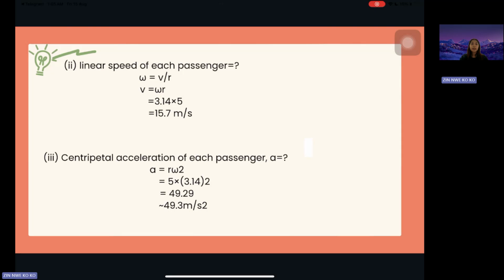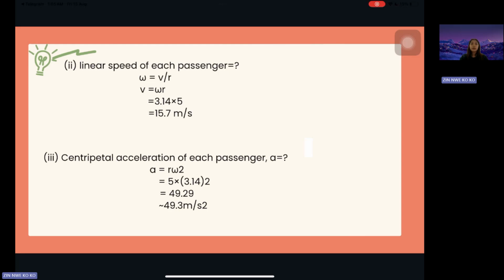Next, the linear speed. For circular motion, angular velocity equals velocity over radius. So we need to calculate v. So v equals angular velocity times radius. So v equals 3.14 times 5, and we get the answer of 15.7 meters per second for the linear speed. This is the speed along the tangent to the circle. Often we call that tangential velocity. In uniform circular motion, linear speed and tangential speed mean the same thing.